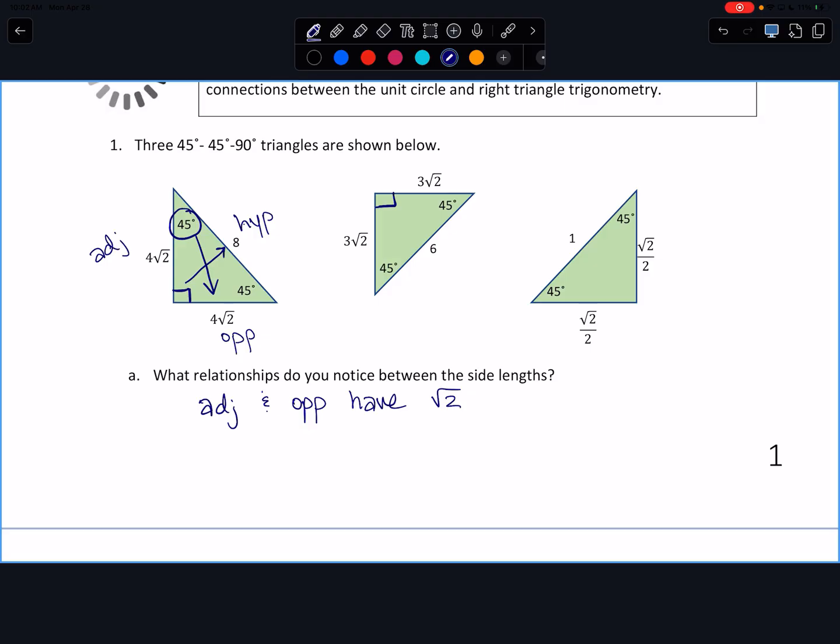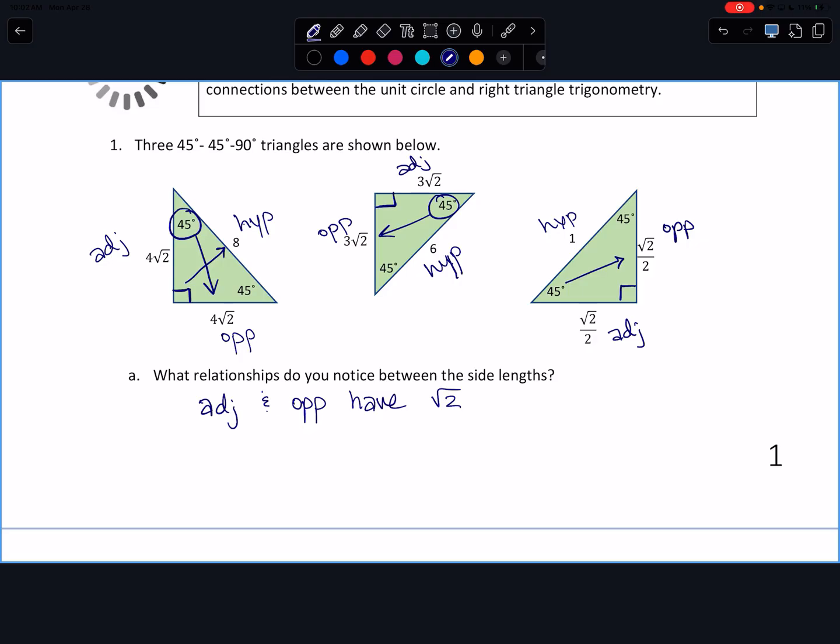So his observation is that opposite and adjacent have that square root of 2. Is that the case if I look at this one? Let's see. Okay. And then this one. So, do you agree with his observation? Yes? Okay.